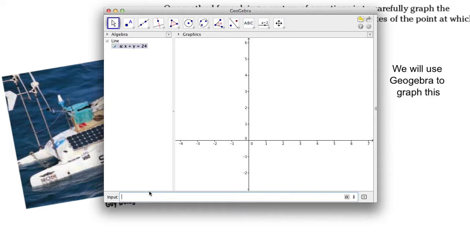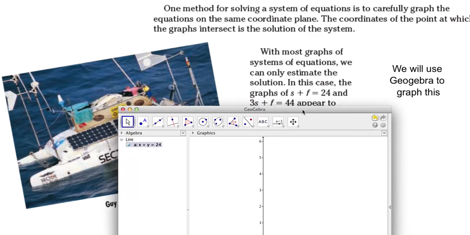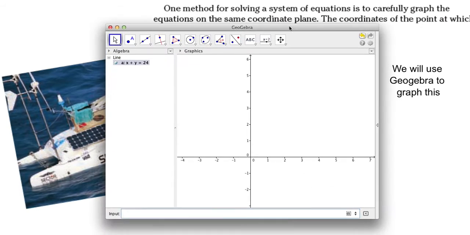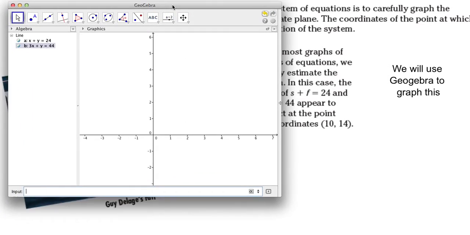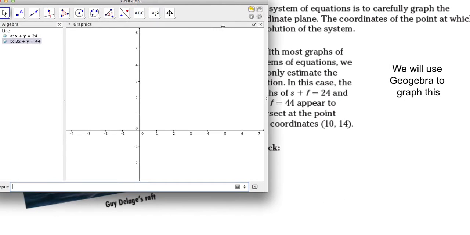Okay, and then we get the other one, which is 3s plus f equals 44, or 3x plus y equals 44. If we put that there and we graph both of them, remember how to graph. Before I show you the graph of this one, remember how to graph each of the equations.